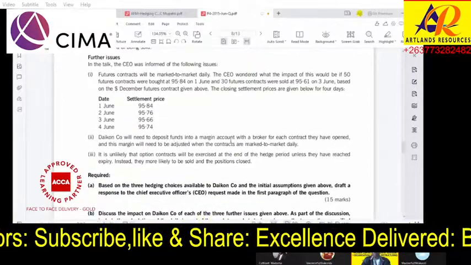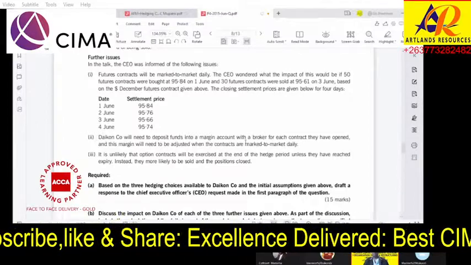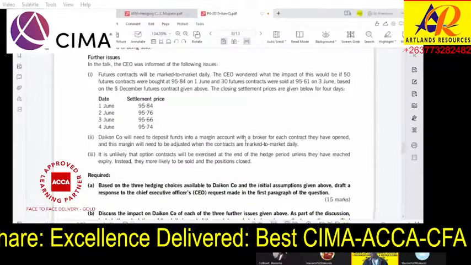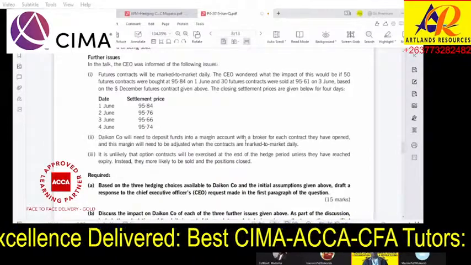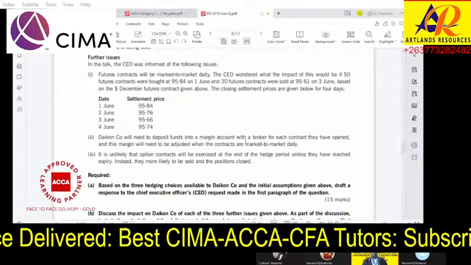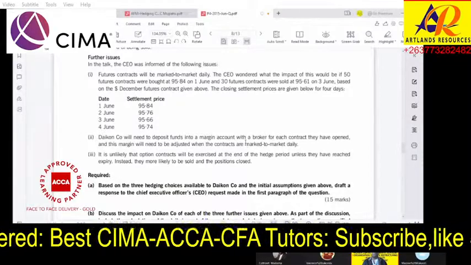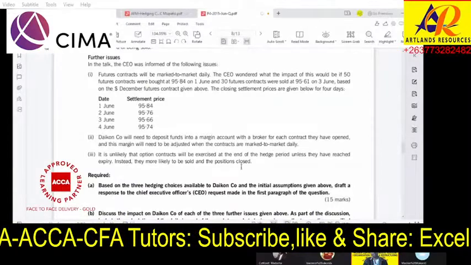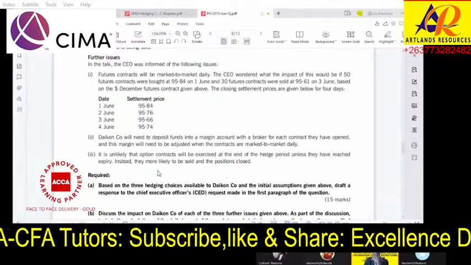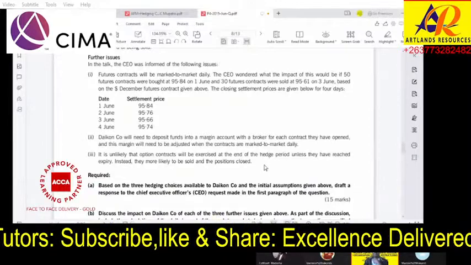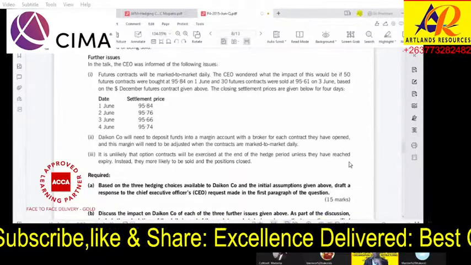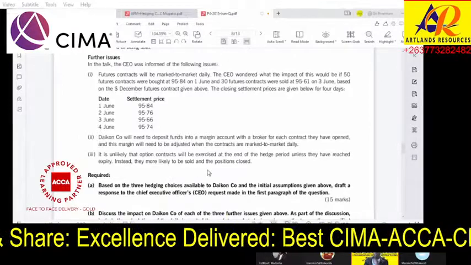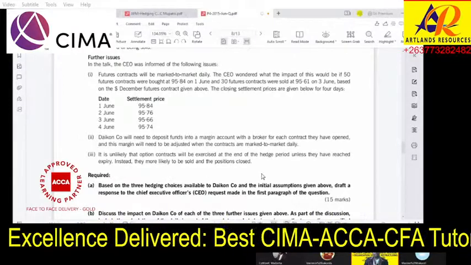Daikon will need to deposit funds into a margin account with a broker for each contract they have opened, and this margin will need to be adjusted when the contracts are marked to market daily. It is unlikely that options contracts will be exercised at the end of the hedge period unless they have reached expiry. Instead, they are more likely to be sold and positions closed.